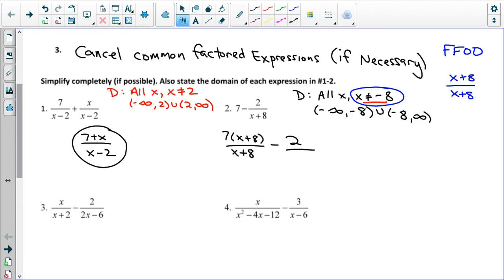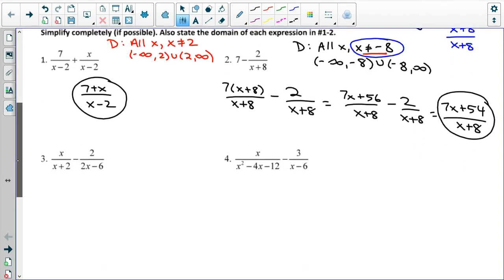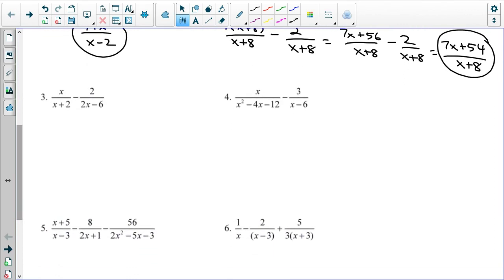Then I'm going to subtract 2 over x plus 8. And now it's just a matter of combining like terms. So I have 7x plus 56 over x plus 8 minus 2 over x plus 8, which I can write as 7x plus 54 over x plus 8. That's my final answer. I cannot factor the numerator, so I can't cancel it with the denominator. I only even really need to factor the numerator if I'm going to end up being able to cancel it with the denominator. So let's take a look at this.